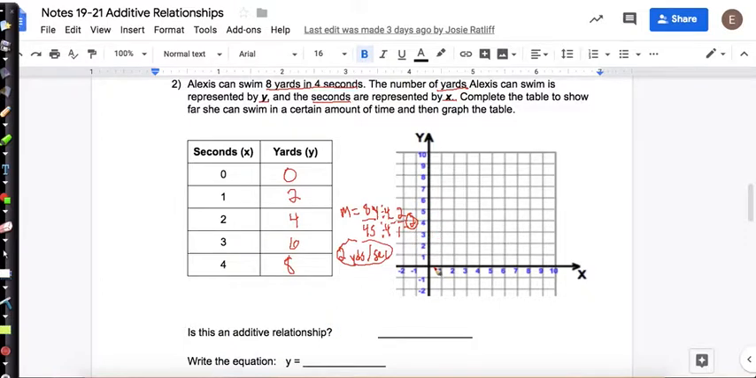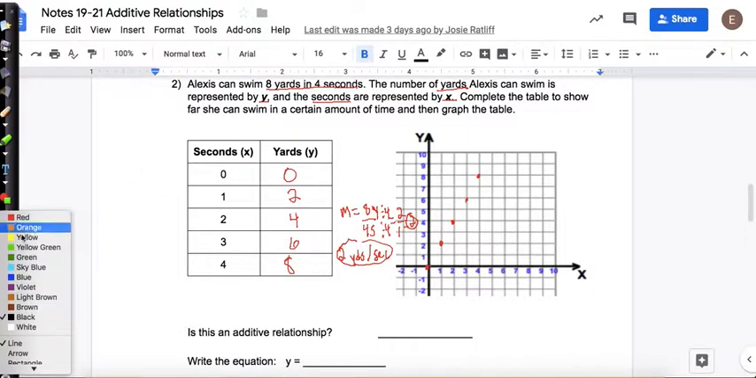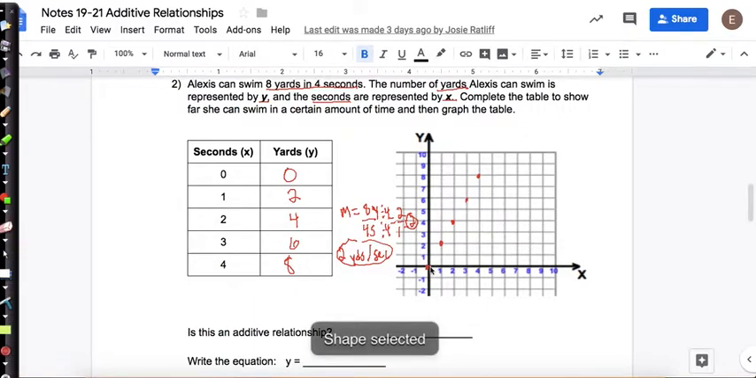So let's graph this. 0, 0; 1, 2; 2, 4; 3, 6; and 4, 8. Okay, you would use your ruler. I'm using the line tool here, and I have to put the arrow on the end. Now, let's circle this. It crosses through the origin, so that means there's going to be no ending in our equation.